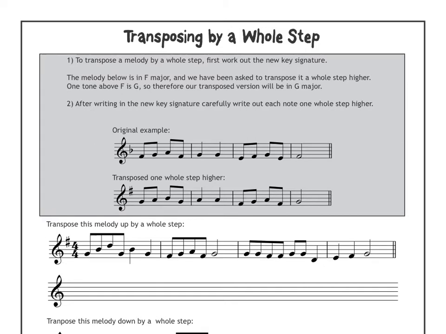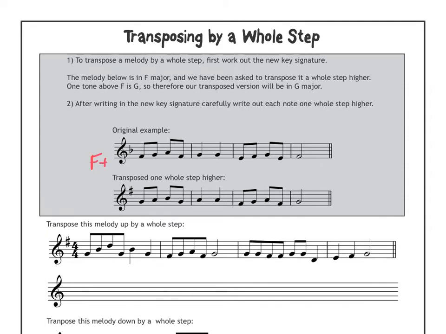So, to transpose a melody by a whole step, first work out the new key signature. So we have to look at where we're at. The original music is in the key of, you can see here that we're in the key of F major, and the other clues, we're starting on F, ending on F. We are happily in the key of F major. I'm just going to quickly write this down so we don't forget it. And right over here, I'm going to write F major.